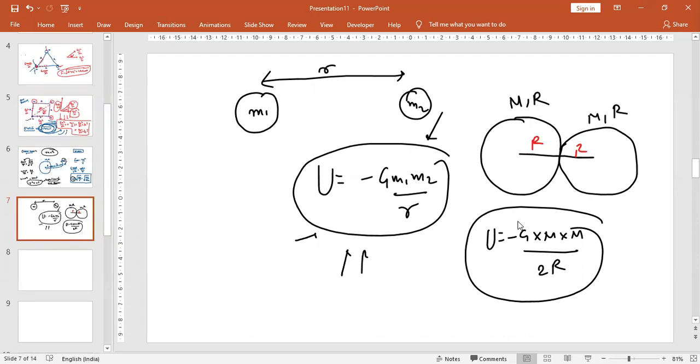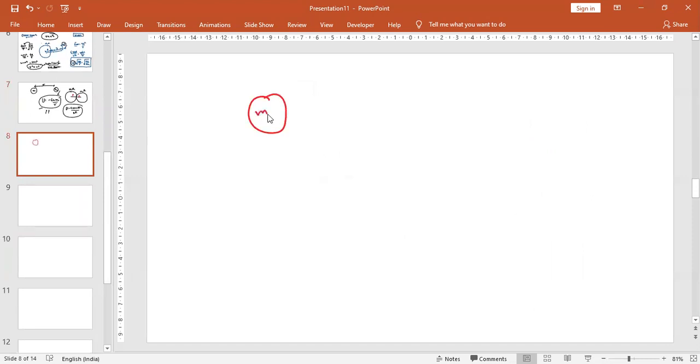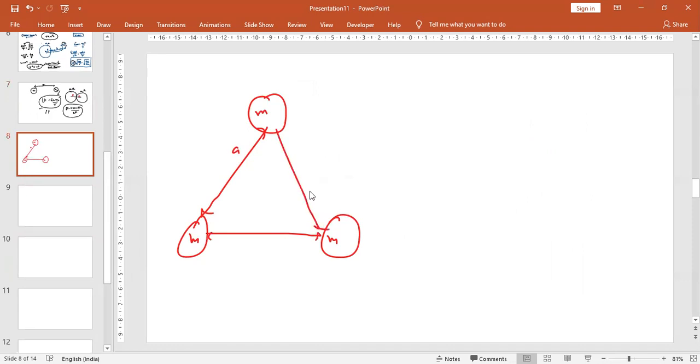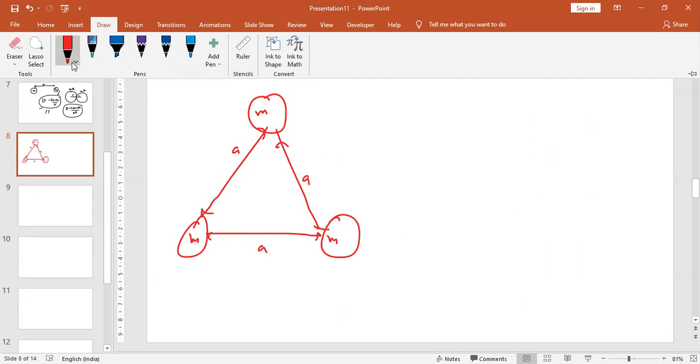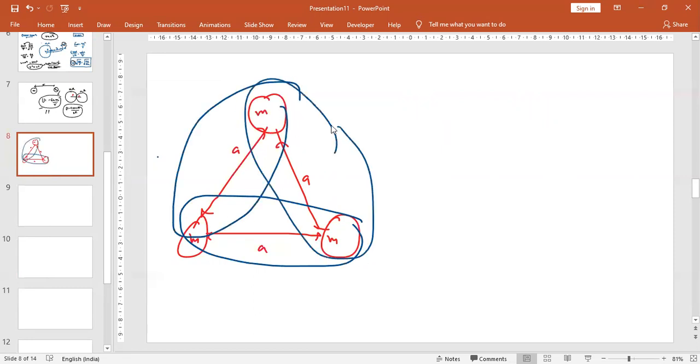Yeah, sir. Done? Okay. So this is how you can calculate potential energy between two masses. But what if we have multiple masses? Suppose we have a mass m, another mass m, another mass m, placed on the vertices of an equilateral triangle of side length a. Now there will be three potential energies here. One between these two masses, one between these two masses, one between these two masses.